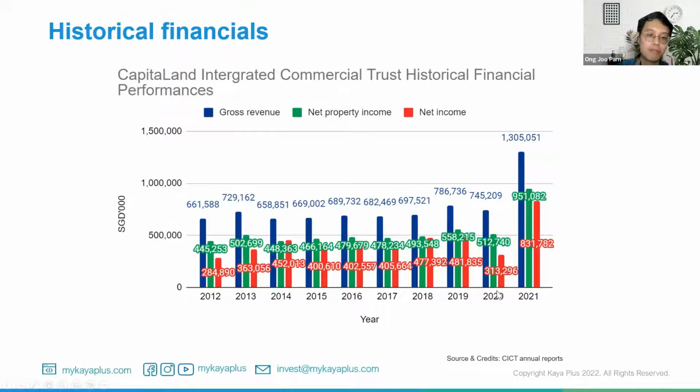Coming to 2020, what happened? The pandemic. So it got affected, but not that much, right? And it's still profitable for the past 10 years, even though for the past 10 years, we have gone through a lot of unexpected events, right? And it's stable, right?